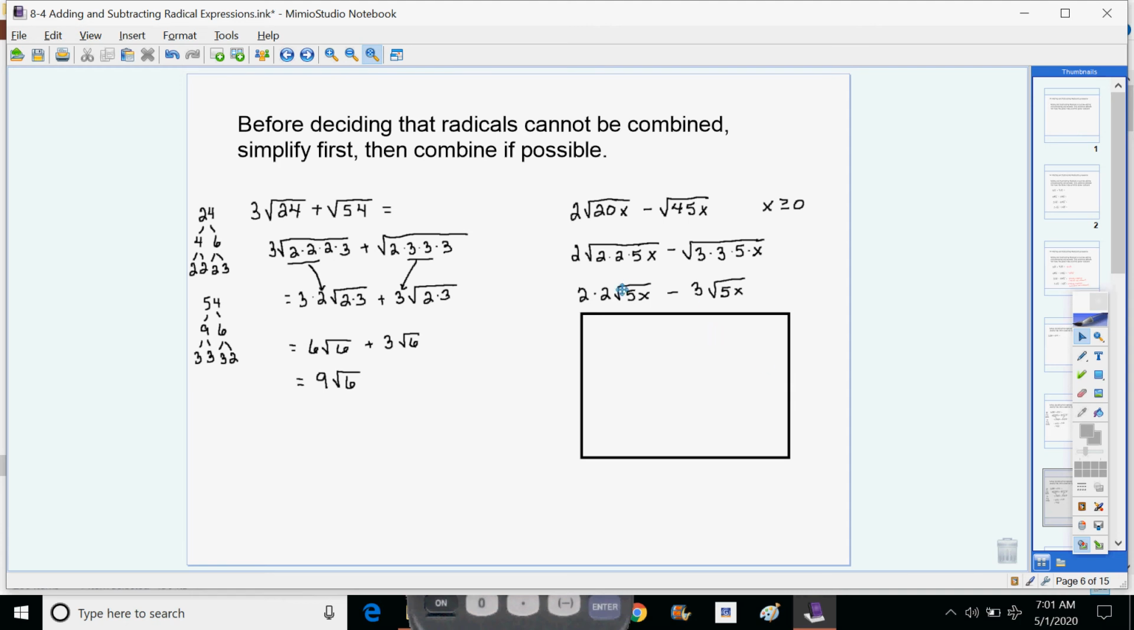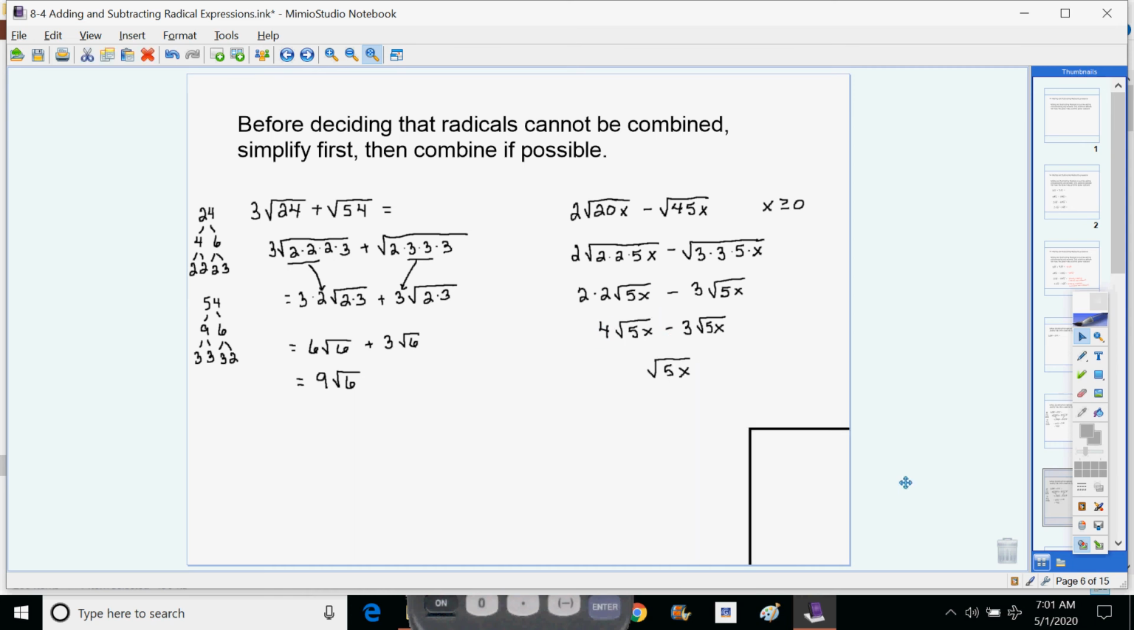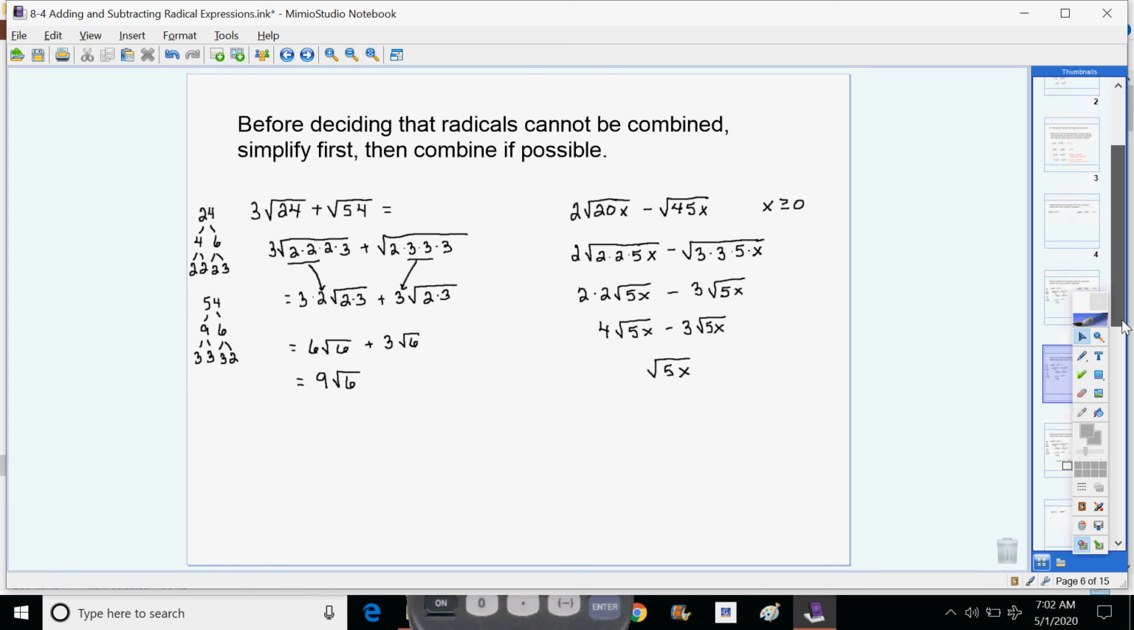Then we have our pieces that are in common, our common radicals. So you can combine these by subtracting because 4 of them minus 3 of them gives you 1 of them. And we have that simplified down very nicely. So your rules basically are simplify your radicals and then put together whatever matches. Sounds simple. You're doing it one step at a time, just like you've always done.